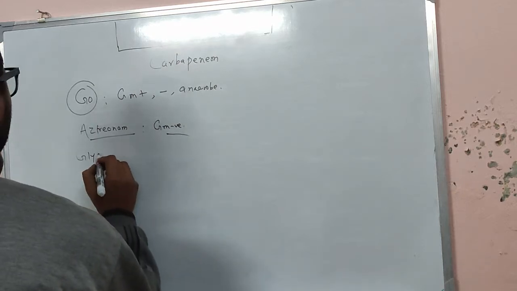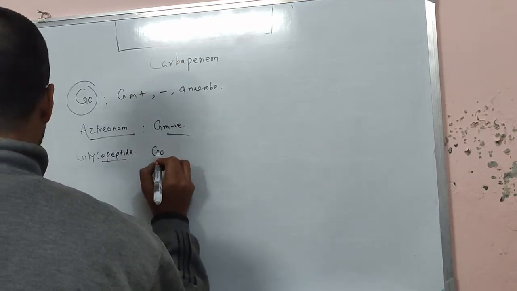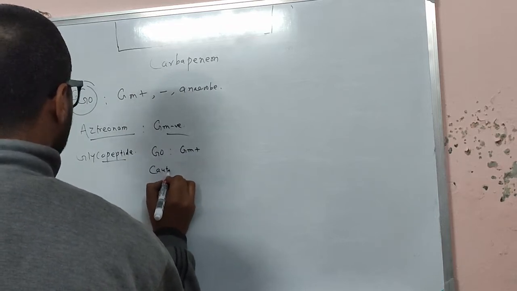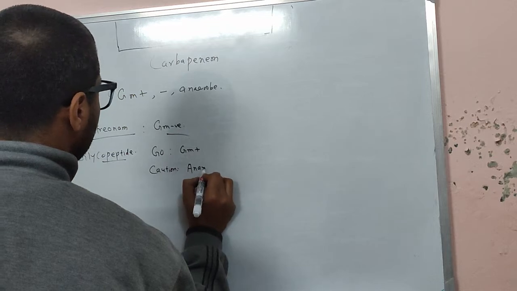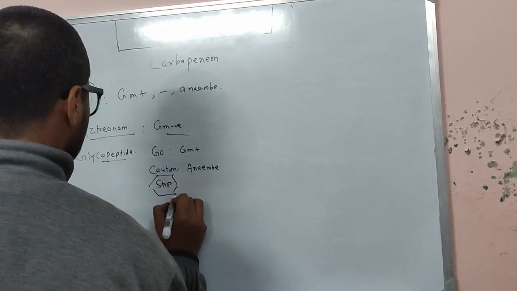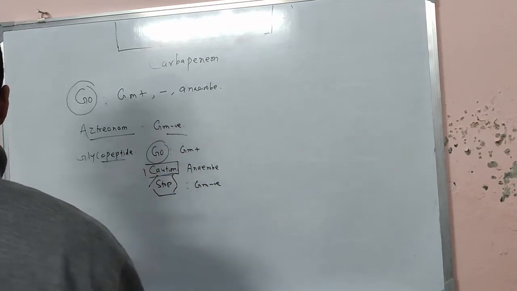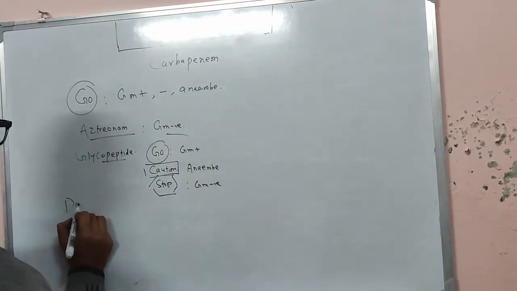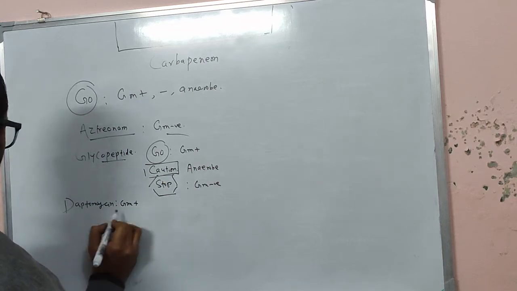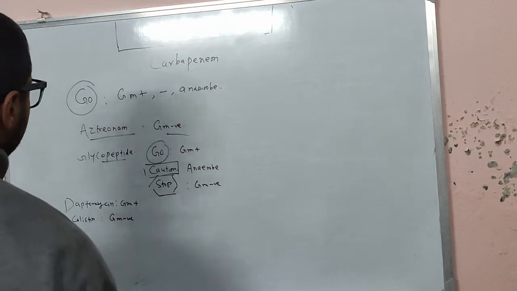And let's talk about glycopeptide. It is fully effective against gram positive, but somewhat effective against anaerobes and not at all effective against gram negative. Okay. And daptomycin is only effective against gram positive, and colistin is only effective against gram negative. Okay.